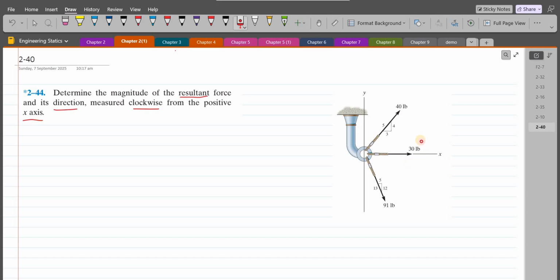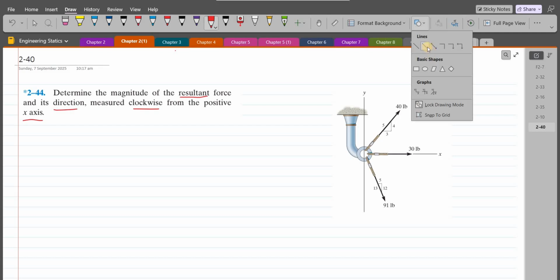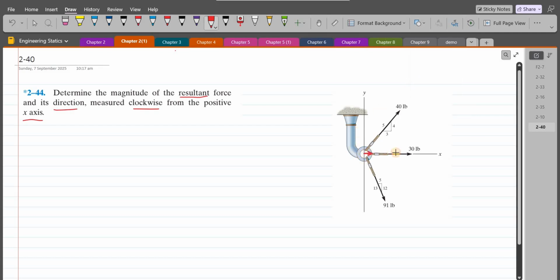This 30 lb force has a single component directed along the positive x-axis, so we don't have to resolve it. For the 40 lb force, we have a horizontal component and a vertical component. Also for this 91 lb force, we have a vertical component and a horizontal component.